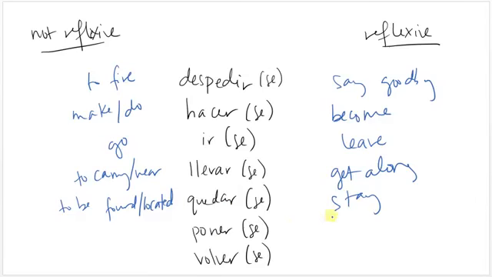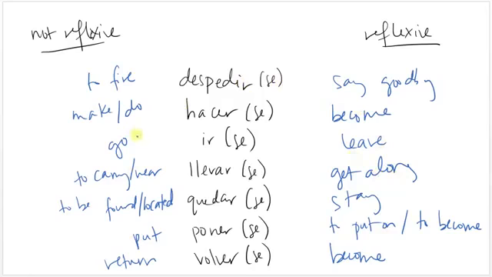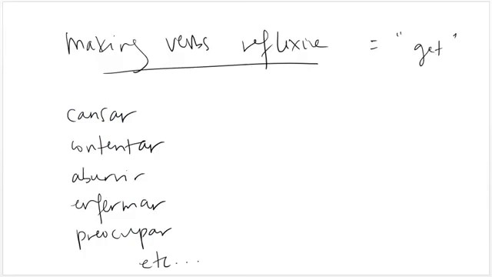Ponerse, when it's reflexive, means to put on, or it can also mean to become if you're talking about an emotion, like to become sad. Se pone triste. And poner, obviously by itself, to put. Volverse also means to become, kind of like hacerse, but something more violent, like to become blind or deaf or crazy. And then volver, obviously when it's not reflexive, to return. So these are some pretty big differences between reflexive and not reflexive forms of these verbs, so make sure that you study up on those.